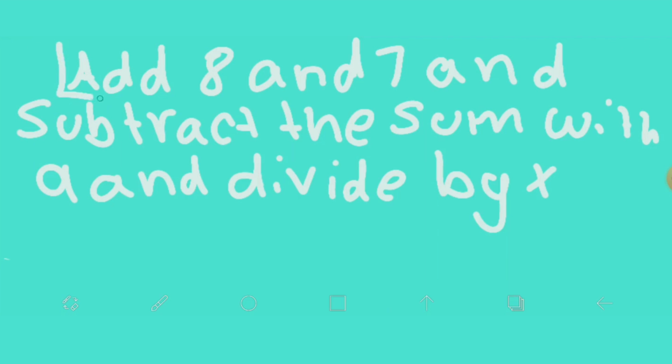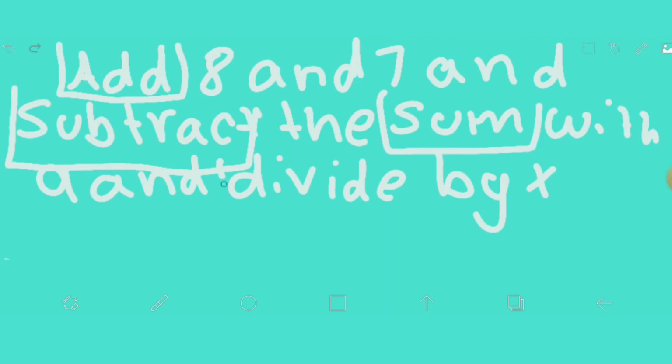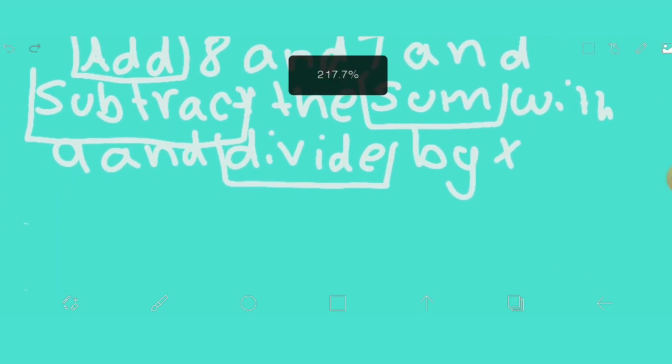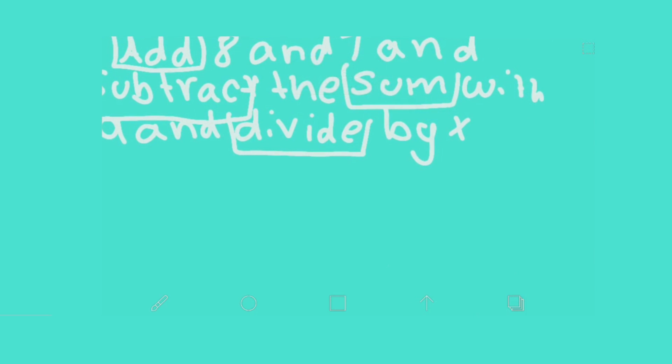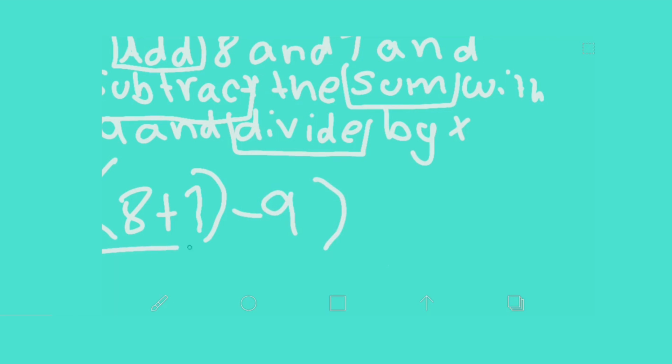Okay, so as we look at this, we can see that you have to add 8 and 7 first. So it says add, that's one key term, subtract, another key term, and sum is another key term. Divide is also another key term. So let's put that all together. So add 8 and 7. So you put that down. And I would put brackets over it because that's the first step. Put a bracket over another one because we're going to be subtracting the sum with 9. So the sum of this, 8 plus 7, with 9. Put another bracket, and this is divide by x. So the sum divided by x, right?